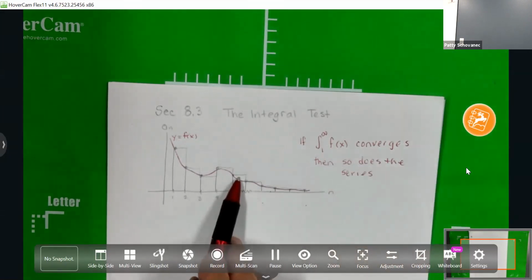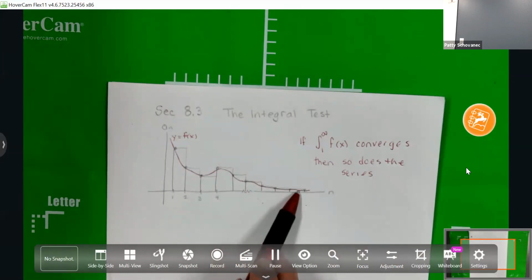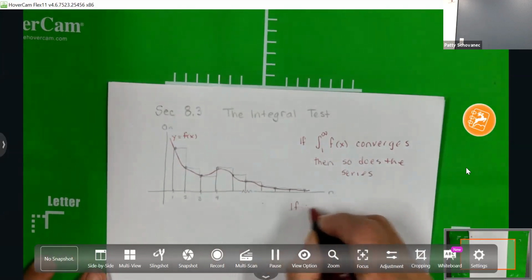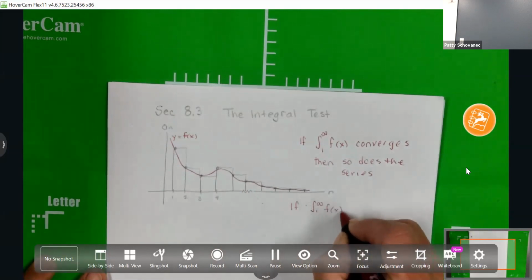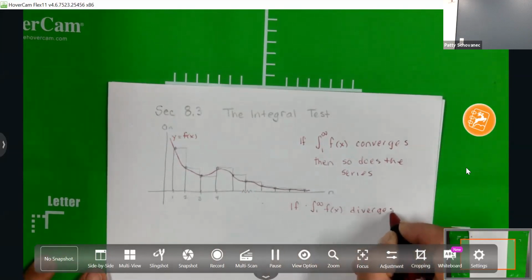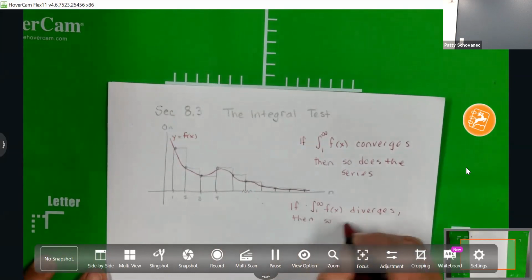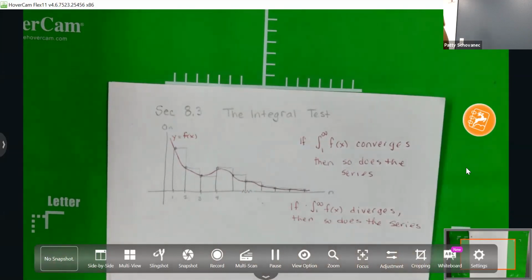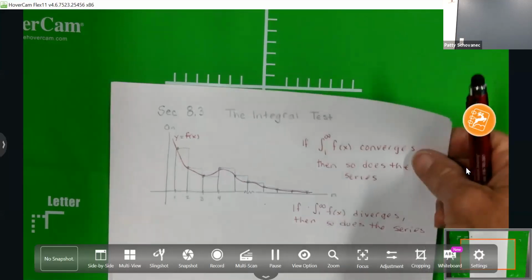If, however, too many of these boxes stick out toward the end, then this definite integral is going to diverge, and then so does the series. If the integral from 1 to infinity of f of x diverges, then so does the series. But we have to require that f is a continuous function that's positive and decreasing. So the formal statement of this integral test is something like this.